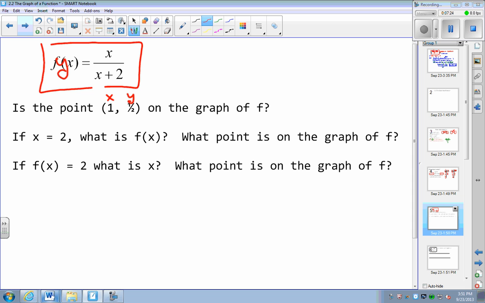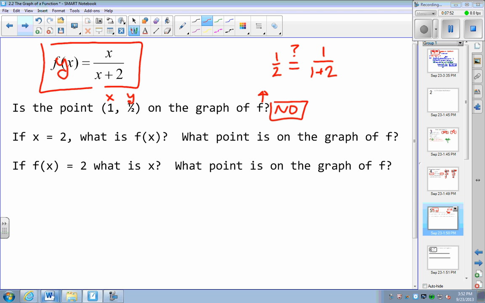Here's an x, here's a y. All we should have to do is go plug those in. So for this one right here, let's say 1/2. Does that equal 1 over 1 plus 2? It does not. So that point is not on the graph. Okay, that was easy enough.